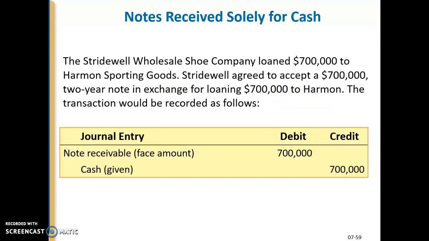If the non-interest-bearing note in the previous example had been received solely in exchange for $700,000 cash, the transaction would be recorded: debit notes receivable, credit cash, $700,000.